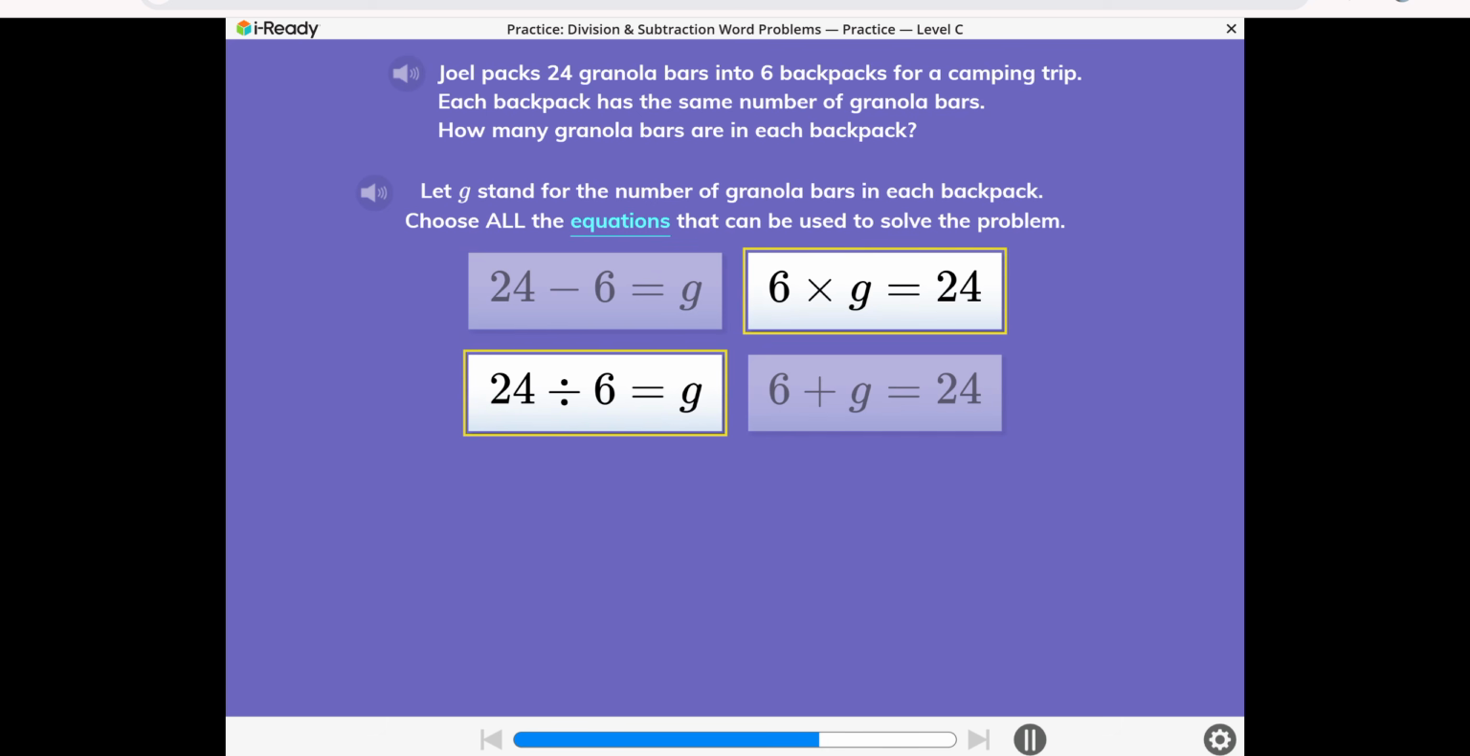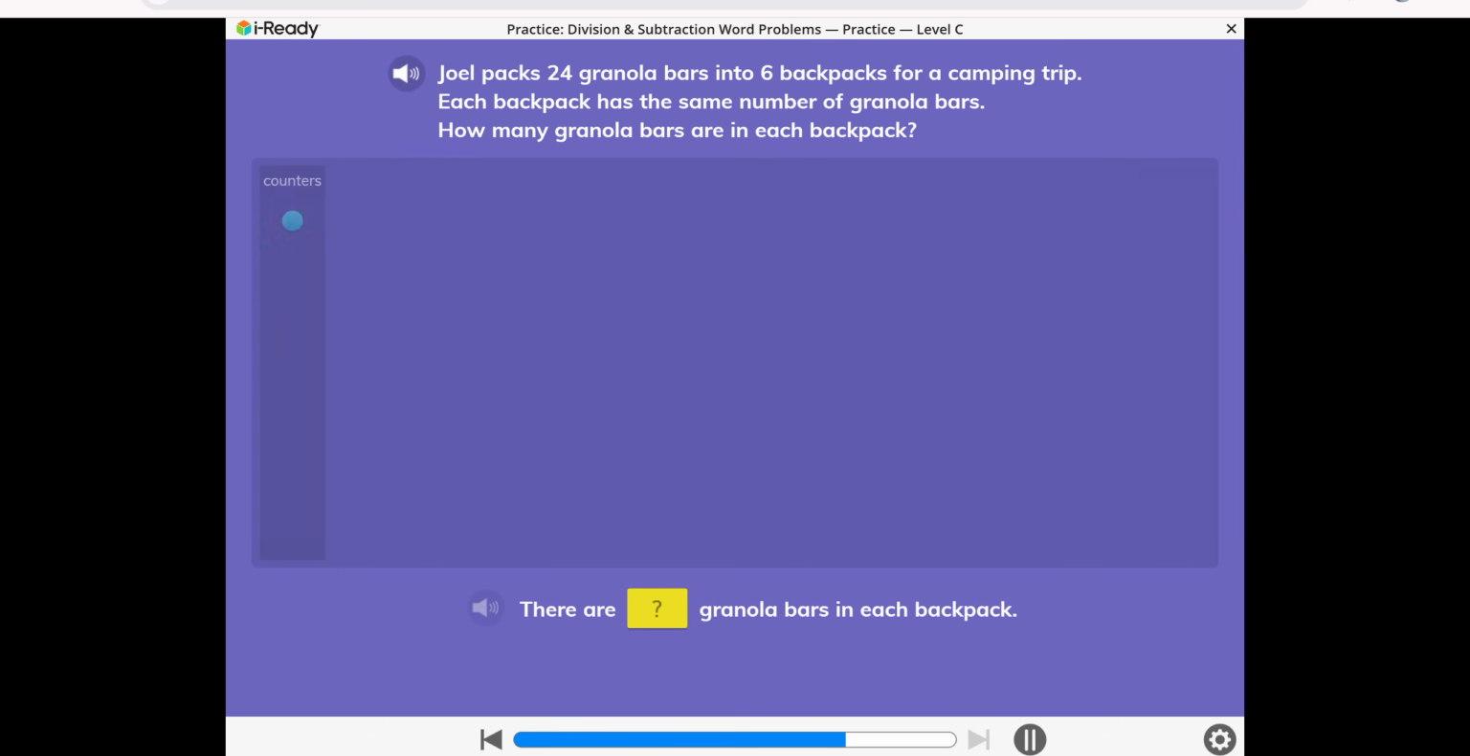24 granola bars divided into 6 backpacks is equal to G, the number of granola bars in each backpack. You can also think of this as 6 times what number equals 24? How many granola bars are in each backpack?